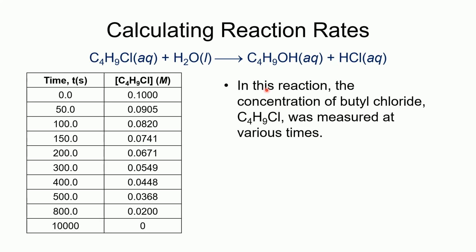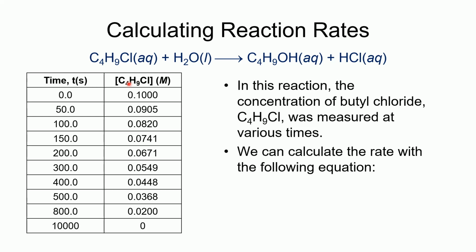Now, on this table, I want to point out something. You'll notice here that we've got square brackets around the C4H9Cl, the butyl chloride. Those square brackets, by convention, mean concentration in molarity. We're going to use that convention throughout the rest of this course, so I wanted to point it out and make a big deal about it. When it comes to calculating the rate of a reaction, we can use the following equation.